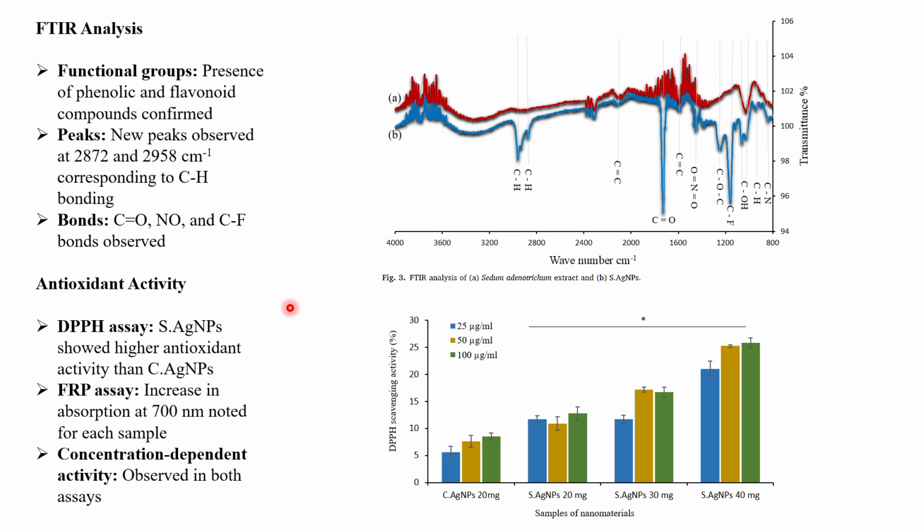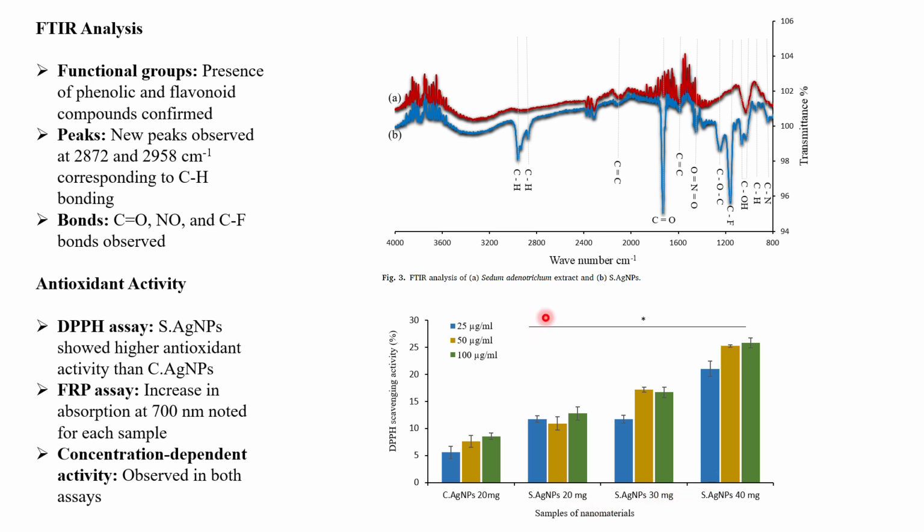After that, we used antioxidant activity. For in vitro antioxidant activity, we use the DPPH assay and FRAP assay. Sedum adenotrichum nanoparticles showed higher antioxidant activity than chemically synthesized nanoparticles, and the same is also true for the FRAP. An increase in absorption at 700 nanometers was noted for each sample. All these were concentration-dependent parameters. As we increase the concentration of our nanoparticles, the antioxidant activity also increases.